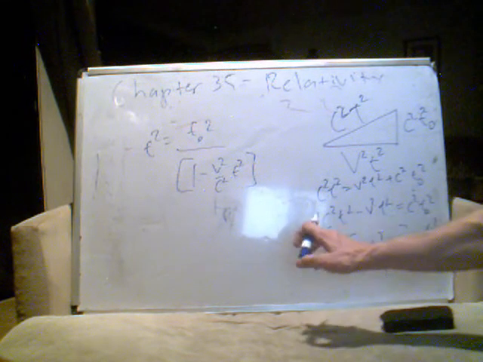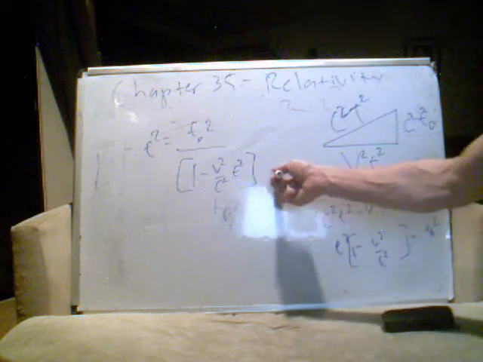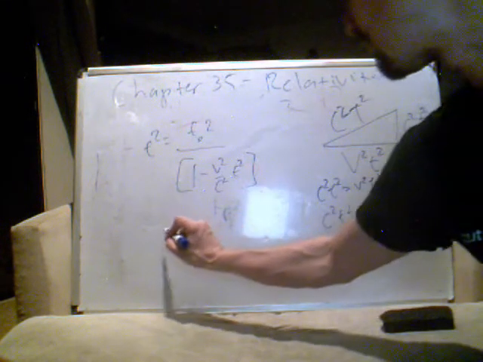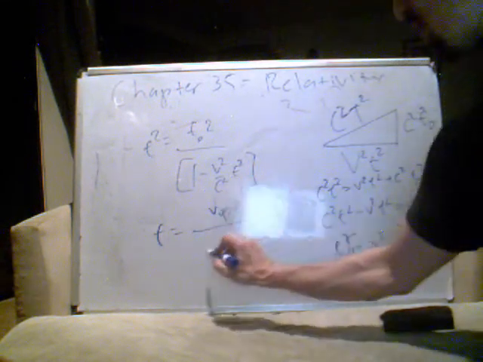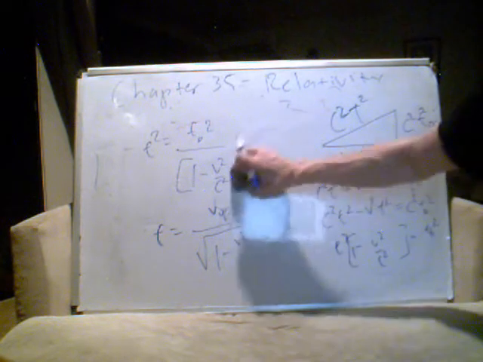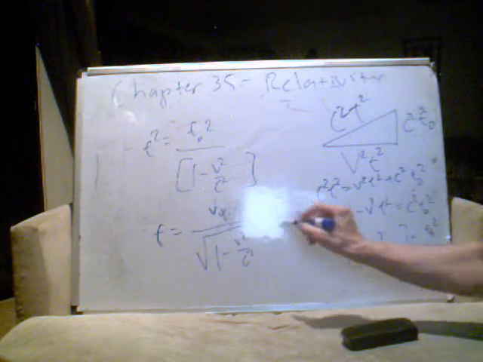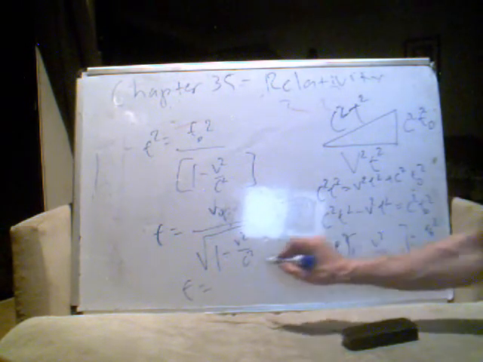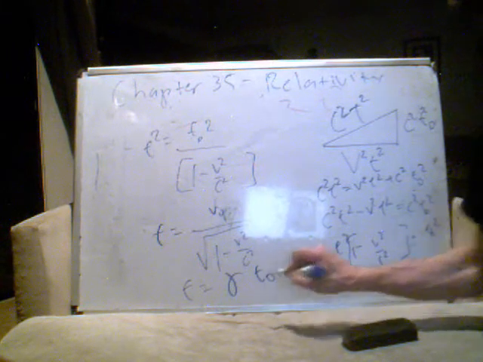So, where were we? We've got an expression for t squared. If we just take the square root of everything, we're going to end up with t is equal to t naught over the square root of 1 minus v squared over c squared. Or t is equal to this thing that we called gamma times t naught.